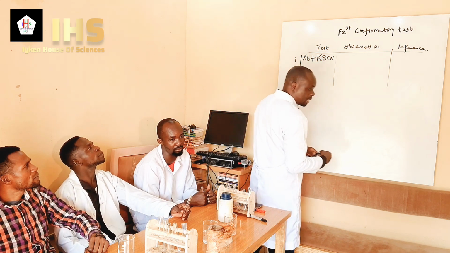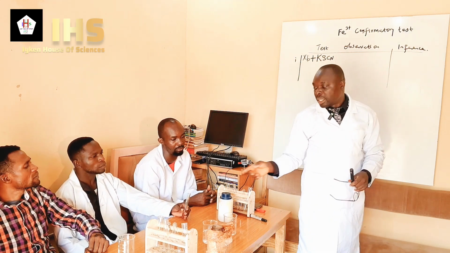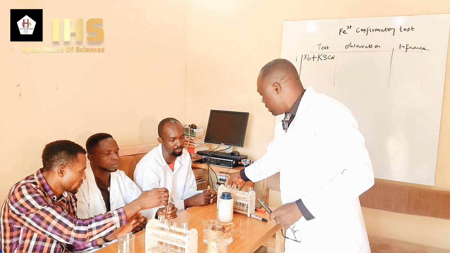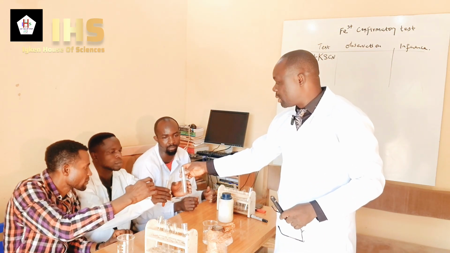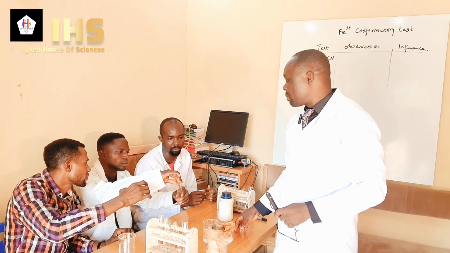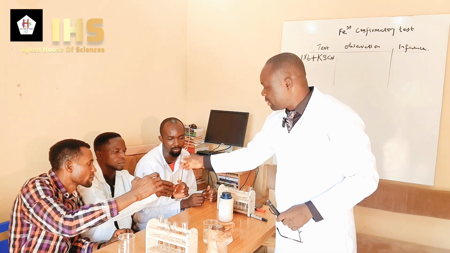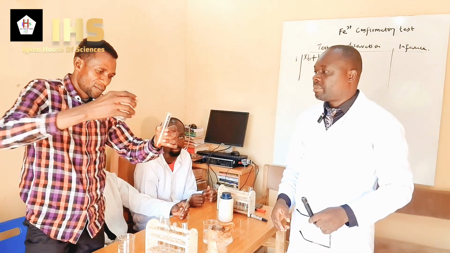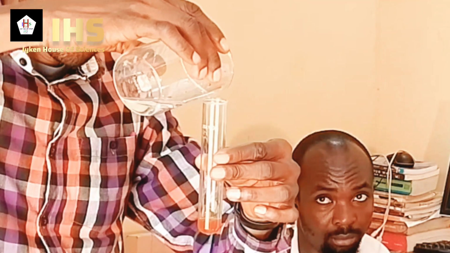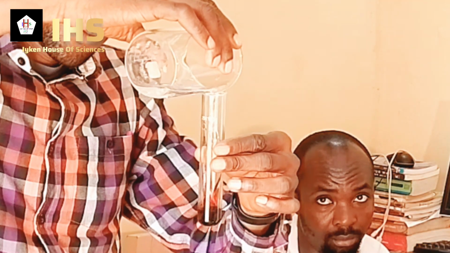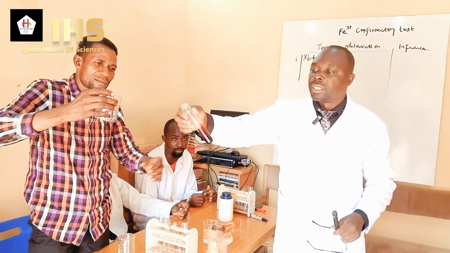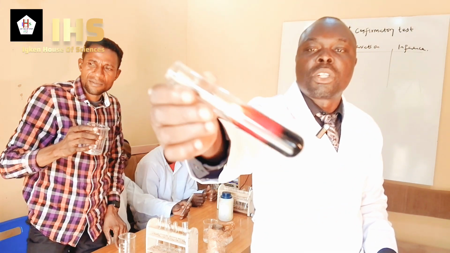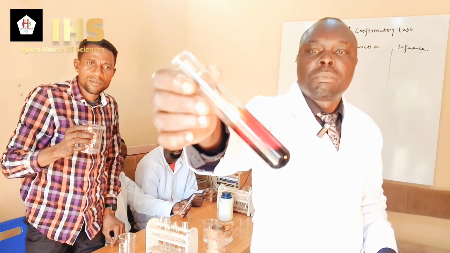So let's add the solution to the iron 3 and see the color. Push in the big one for them to see very well. Let's use the boiling tube for you to see it very well. Small quantity. Okay. Carry it and add. Show it here. Okay. This is the color it's giving me. It's giving me blood coloration, blood color.